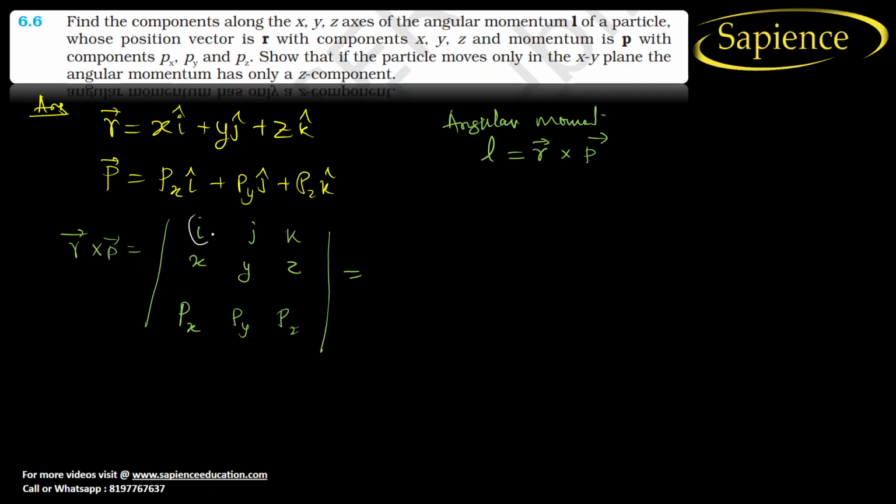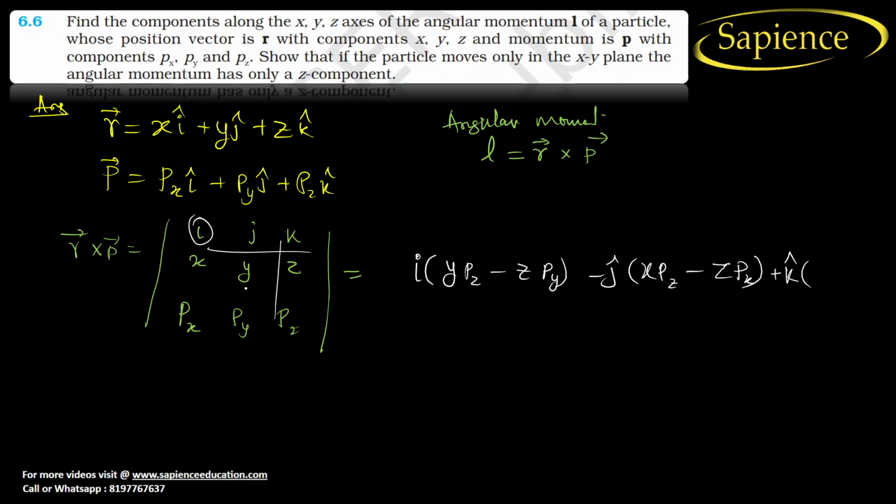If I take i as a common factor, we have to multiply y into Pz minus z into Py. Now we have to take minus j cap, you know the rules. So this will be x Pz minus z Px, plus the k component. For the k component, this will be x Py minus y Px. Okay, so this is the final product.